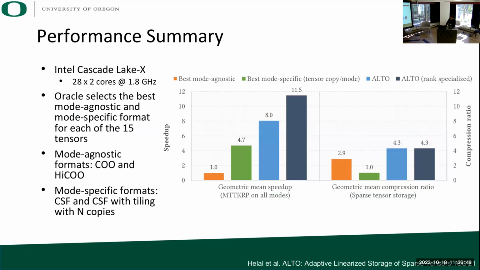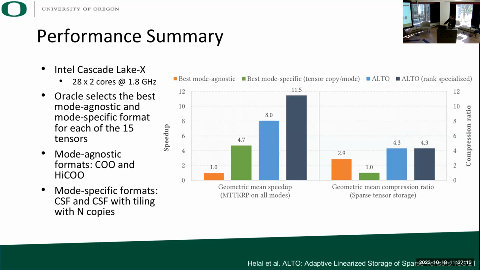And then if we do a comparison against state-of-the-art, here we're comparing it against an Oracle-selected best format from the mode agnostic group, which are HiCOO and HaiCOO, and for the mode specific formats, which are CSF and CSF with cache blocking. On the left block, we're comparing the speedup, where the slowest one is the mode agnostic format, the best one selected for 415 tensors, taking the geometric mean speedup. And that's the baseline.